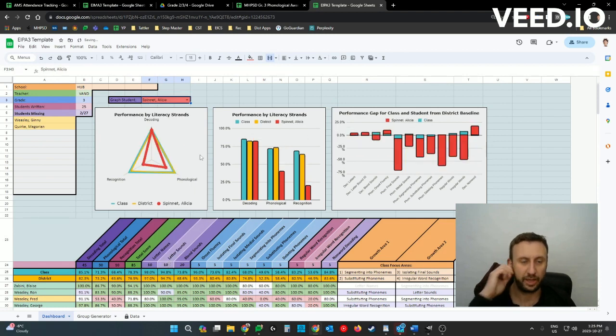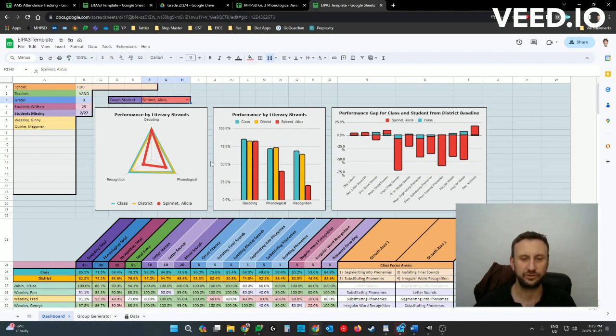The first graph has the three different literacy strands and their performance. So I can see in the triangle I have decoding, recognition, and phonological as the three different parts. It's showing the class in this turquoise color, the district in the yellow, and then we have that tangerine color for the student. So for this particular student, Alicia, we have actually a weak performance in recognition and a little bit of a weakness in phonological, but they're doing quite well at decoding. So this can help you see at a glance which strand of literacy they are struggling with.